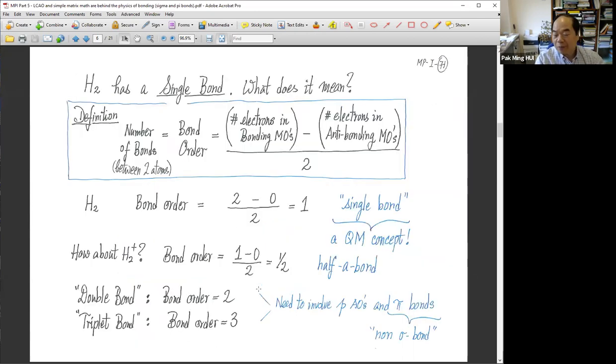To quantify what is a bond, there is an idea of bond order. So this is the first concept. It's very simple, it's counting. The definition is, you count how many electrons are in the bonding molecular orbitals and how many are in the anti-bonding molecular orbitals. And then, since each bond is shared by 2 atoms, you divide it by 2. Okay, so it's a number divided by 2.